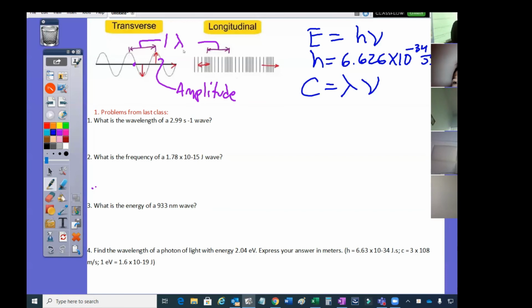C equals lambda nu. The general equation for the speed of a wave, V, not nu, the velocity of the wave in general, is equal to its wavelength times its frequency. Now that's new, that's why you have to be careful. In general, the speed of a wave is equal to its wavelength times its frequency.